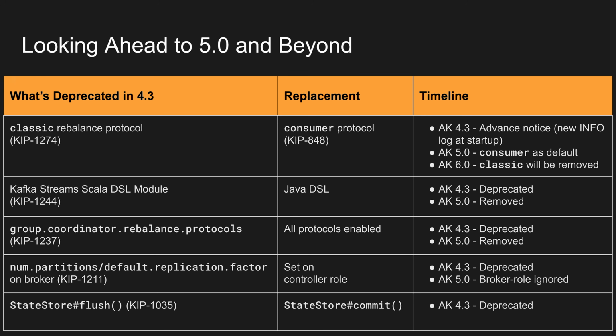With KRaft mode, the controller creates topics, and this means the defaults for partition counts and replication factor and all of those other topic-level configurations belong on the controller. The goal here is to standardize how topic settings are applied across the cluster. As of Kafka 5.0, these broker-side topic-level settings will be ignored in favor of the values that are coming from the controller's configuration. And that's Apache Kafka version 4.3.